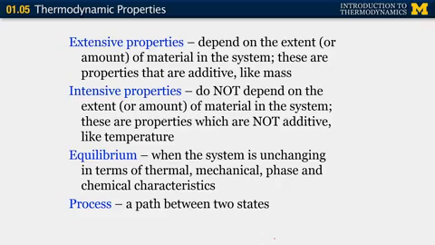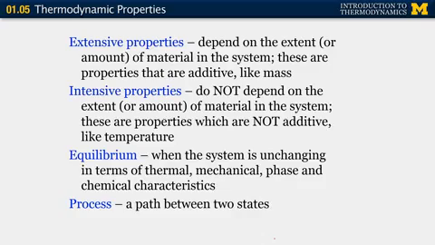There are extensive properties, and those are properties which depend on the extent or the amount of material that's present in the system. These properties are additive, and the best and easiest example is mass. If I have twice as much material, I have twice as much mass. Volume is another good example of an extensive property. If I have twice as much mass in the system, I have twice as much volume in the system.